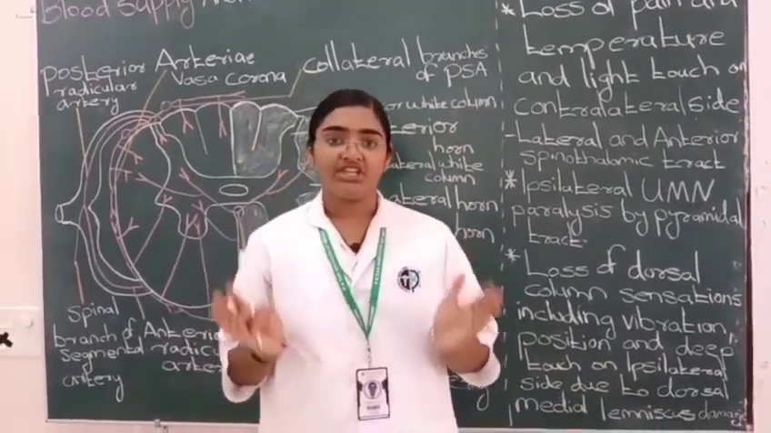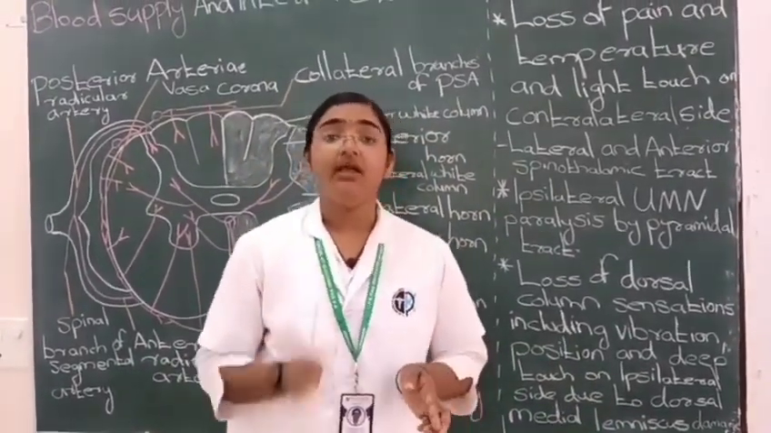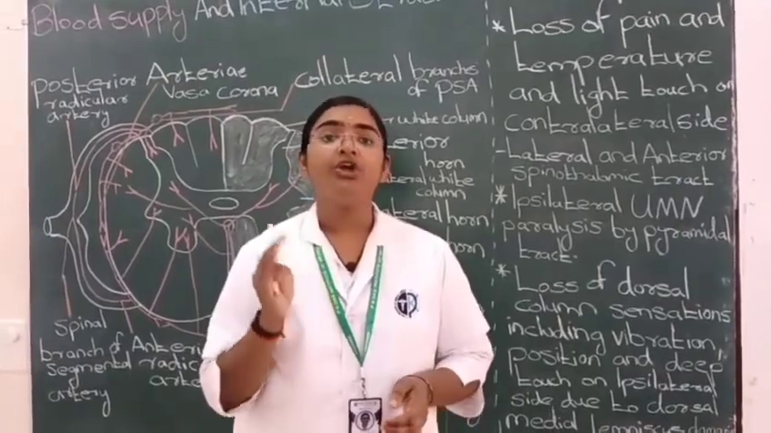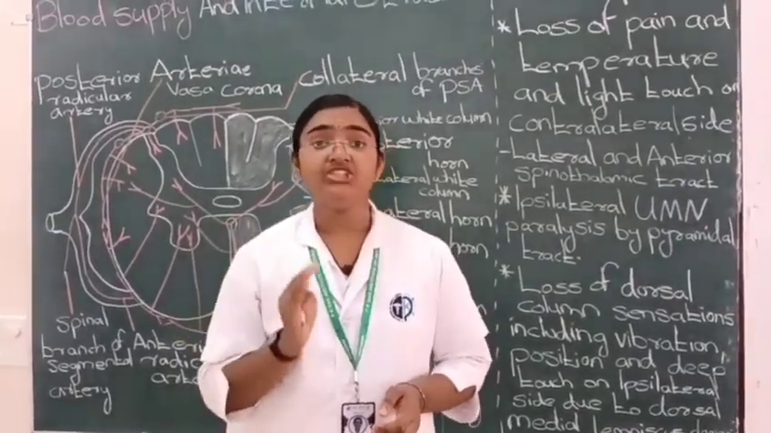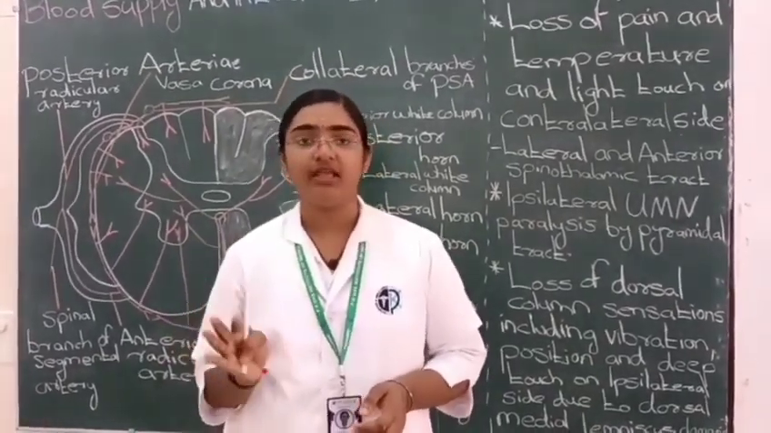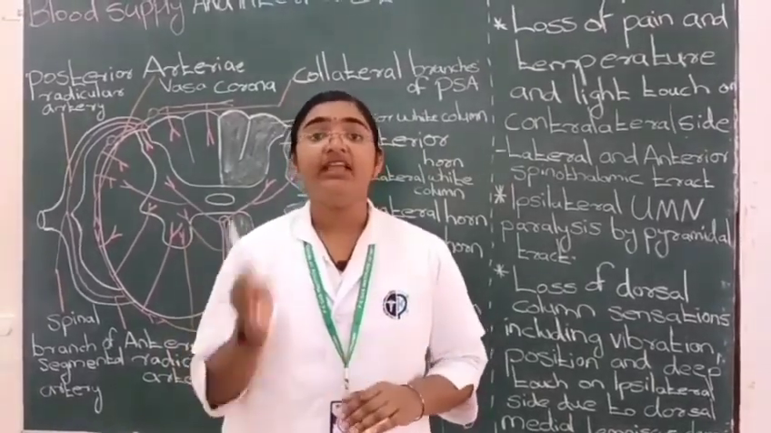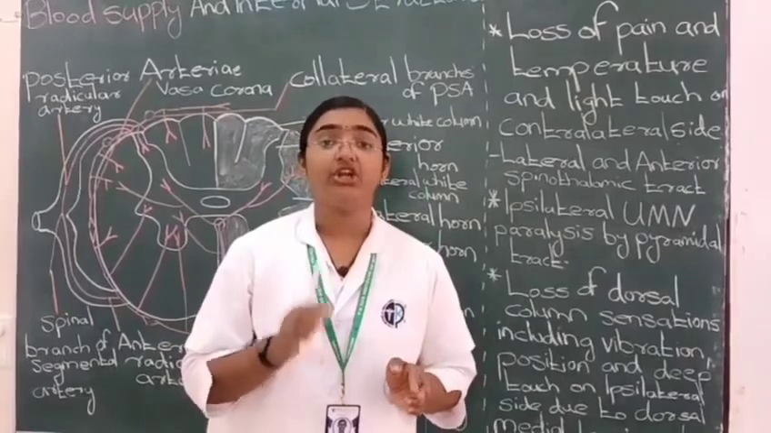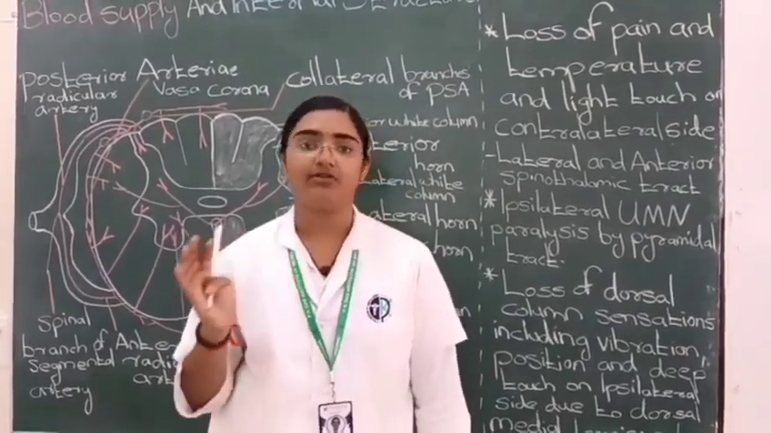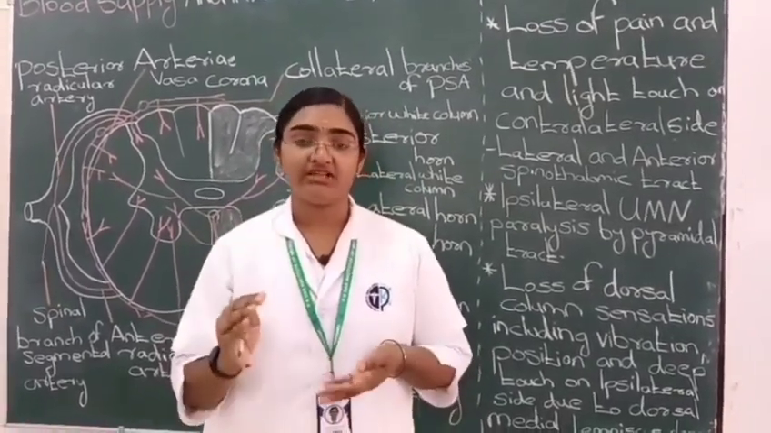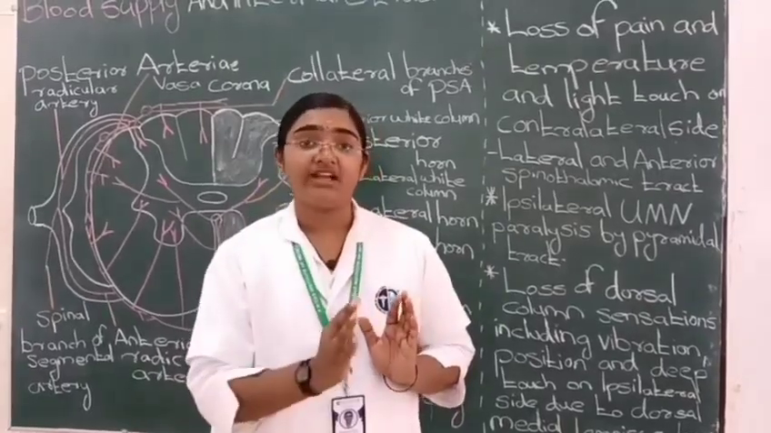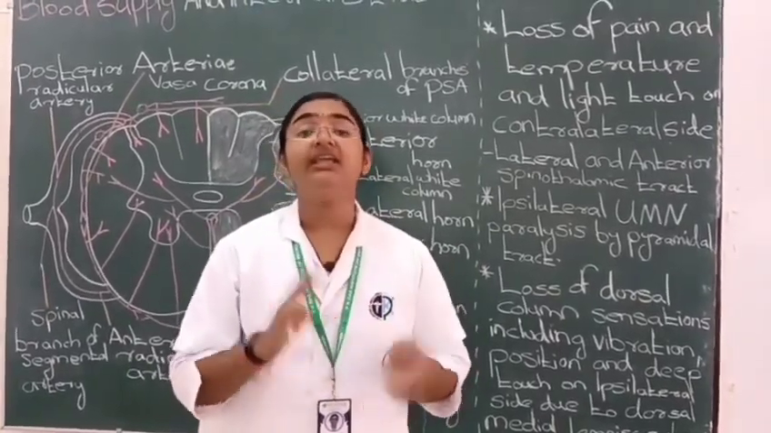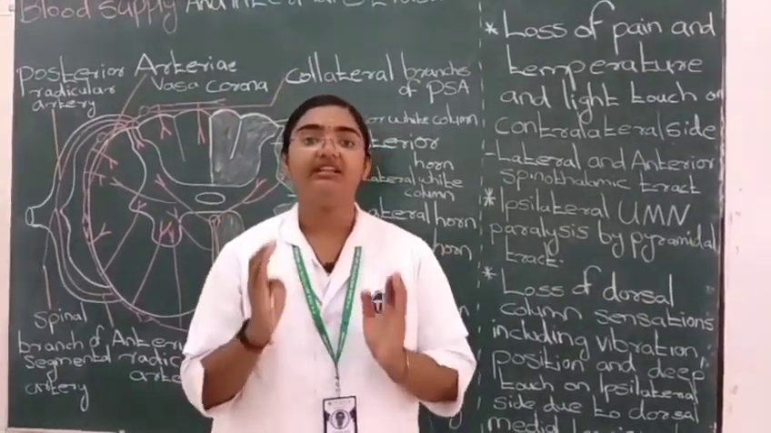At the level of lesion, the patient will have ipsilateral lower motor neuron paralysis due to injury of the ventral nerve roots. The patient also has ipsilateral anesthesia of the skin over the segment due to the injury to the nerve roots. Above the level of lesion, the patient has ipsilateral hyperesthesia due to irritation of the dorsal nerve roots.